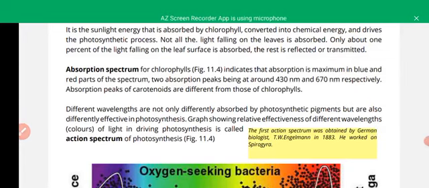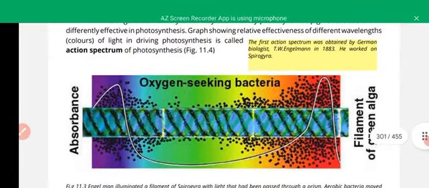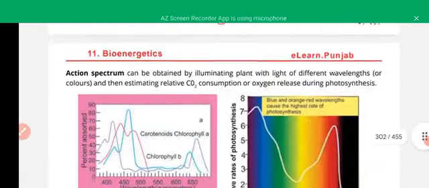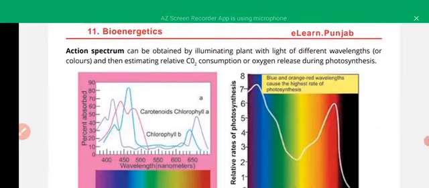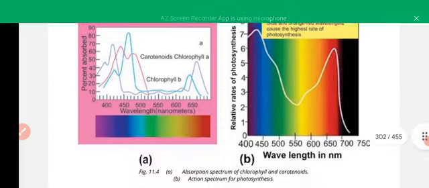pigments. The absorption of light by different pigments is shown by absorption spectra, and the action spectrum shows the relative effect of these particular types of radiation that are absorbed. The action spectrum is obtained by illuminating a plant with light of different wavelengths and then estimating the relative CO2 consumption and oxygen release during photosynthesis.